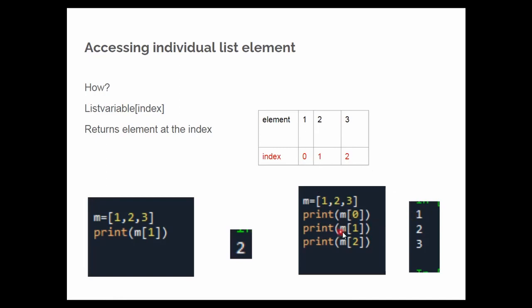What is present at index number 1 here? What is present in index number 1 is 2. So because of this print statement, value 2 will be displayed. Now what is present in m of 2? At index number 2, 3 is present. So because of that, we will get the value 3.